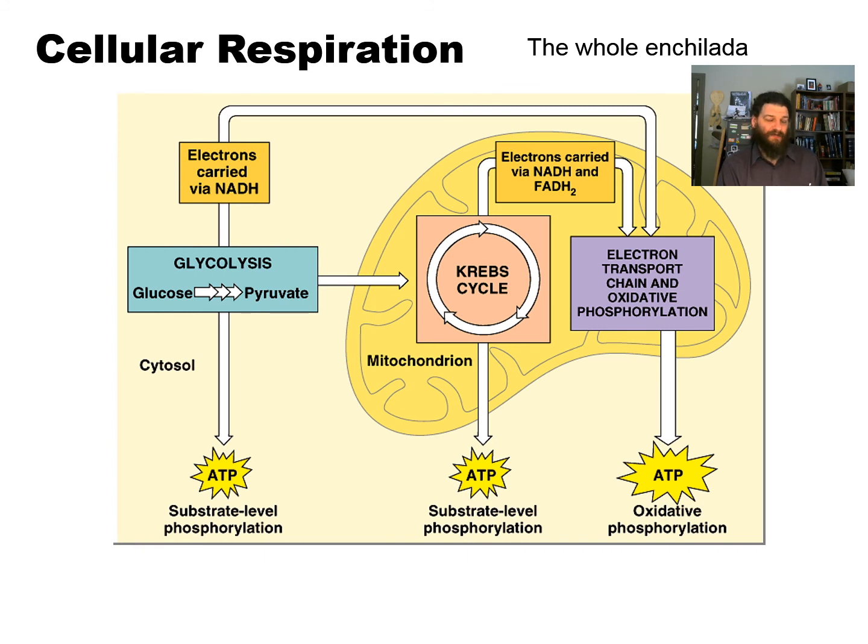To look at a general overview here of cellular respiration, this diagram is a really good diagram because it shows not only the 3 main processes of cellular respiration, but also where it happens and what the primary energetically important products are of each one of those stages.